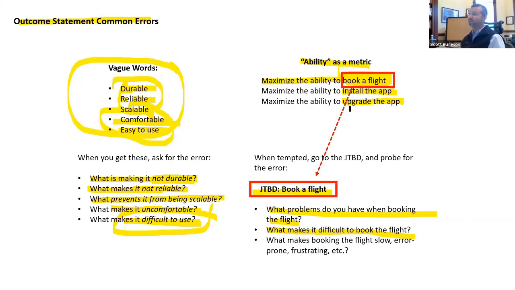That's the problem with this one, it sounds like a good outcome, but I want to encourage you to push a little further, because if we have maximize the ability to book a flight, all we really have is book a flight. We've kind of forced this ability as a metric into the outcome syntax so that it looks like one. All right, so that's a common one.